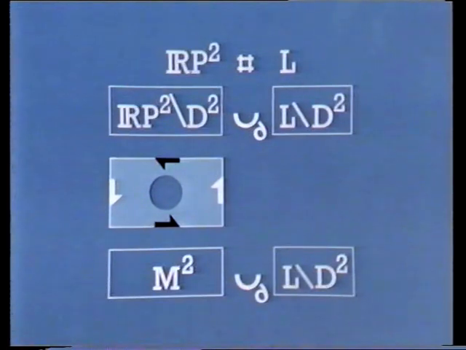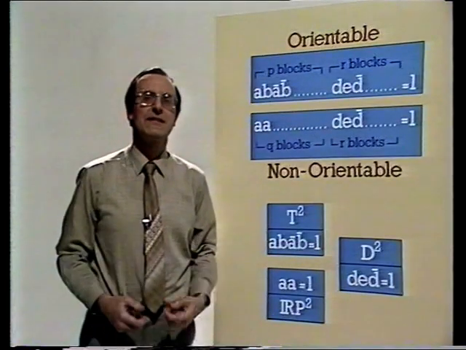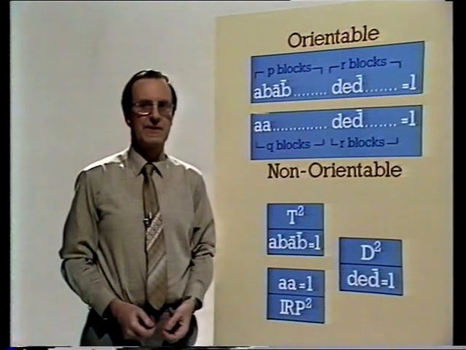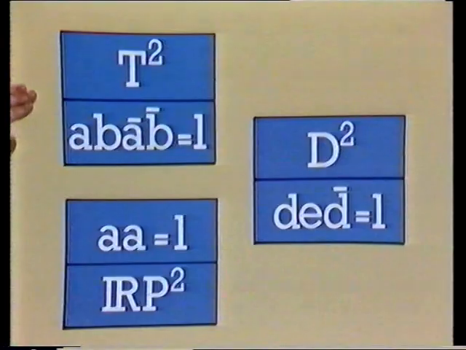Therefore, the connected sum is non-orientable. Let's now go back to our original assertion that every surface, except the sphere, is a connected sum of copies of our three basic surfaces.